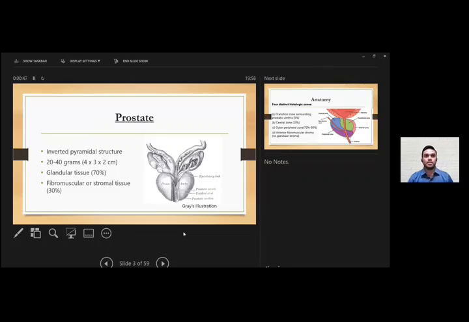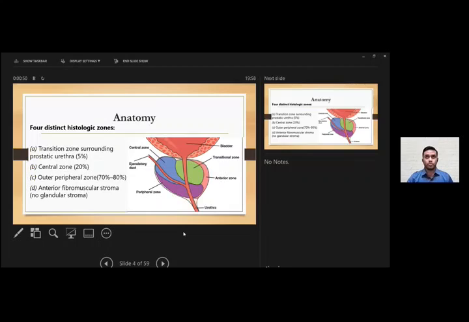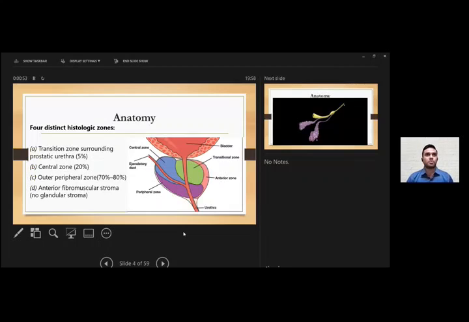grams, has a glandular tissue as well as fibromuscular tissue. Histologically, the prostate is divided into 4 zones. The transitional zone, which surrounds the prostatic urethra, has about 5% of glandular tissue. The central zone has about 20% of glandular tissue, and the most important, the outer peripheral zone.